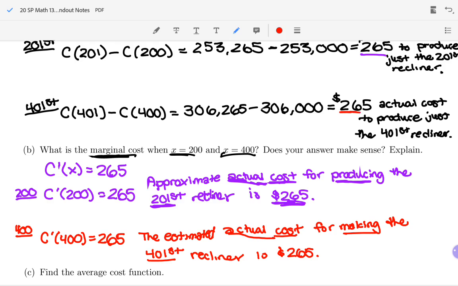And again, it did it perfectly. We'll see another example in just a little bit where the marginal doesn't perfectly estimate the actual, but it gets close enough that we would want to use the shortcut whenever we can.